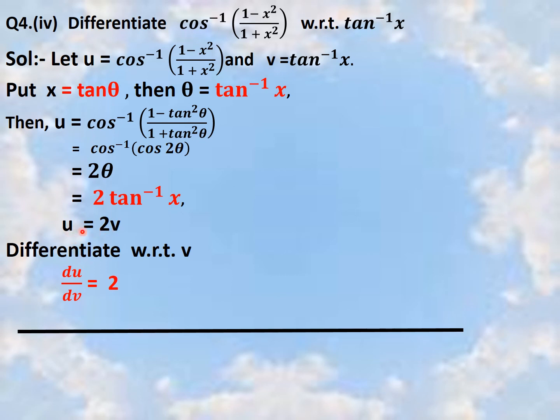Now we can differentiate u with respect to v, that is du upon dv is equal to 2 into derivative of v with respect to v is 1. So 2 into 1 is equal to 2. That means derivative of cos inverse of 1 minus x square upon 1 plus x square with respect to tan inverse x is equal to 2. There are many other important sums in this parametric function part.